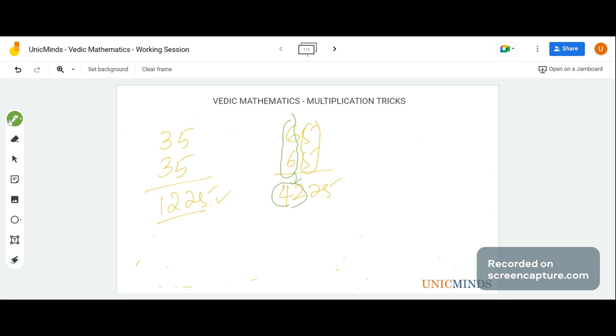Okay. We can try one more problem. Say, let's say 95 into 95. 5 into 5 is 25, and 9 into 10, 90. So 90, 25 is the answer. Very similar, almost an extension of the technique that we have seen in the previous class. So we can do this for squares of numbers ending in 5s.